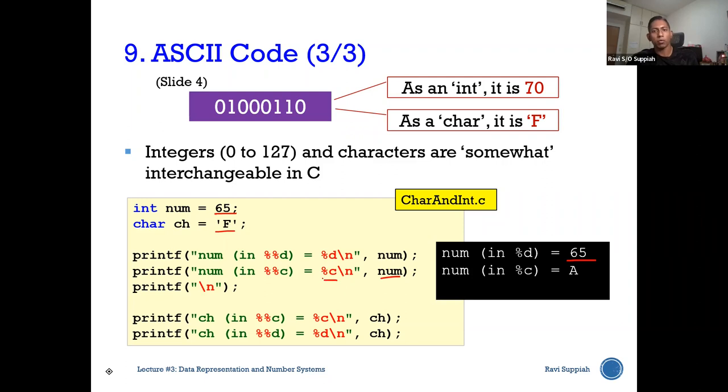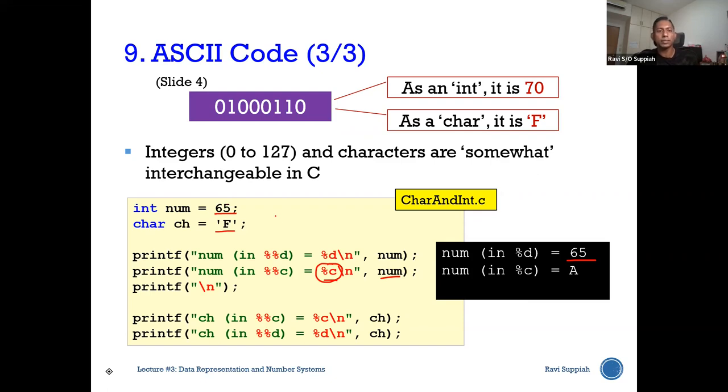So when I put the format specifier here as percentage C, what am I telling the program? I want the program to interpret this data that I'm sending it as a character. So even though I'm sending it num, which is an integer, declared as an integer, it has a value of 65.